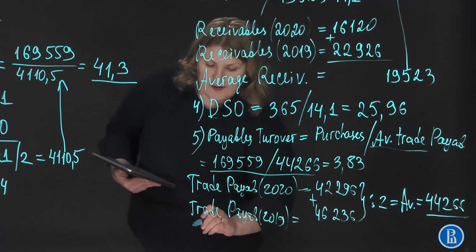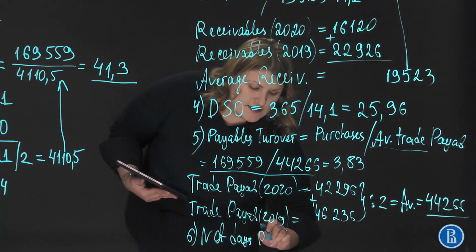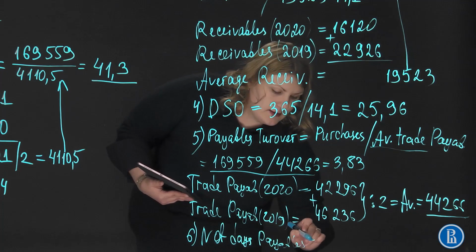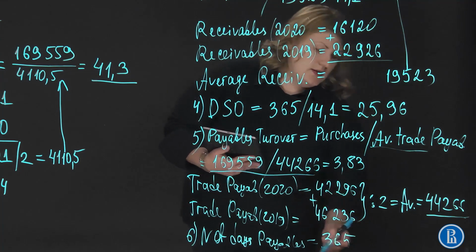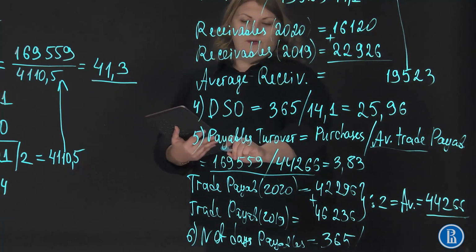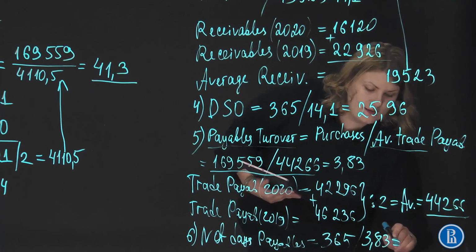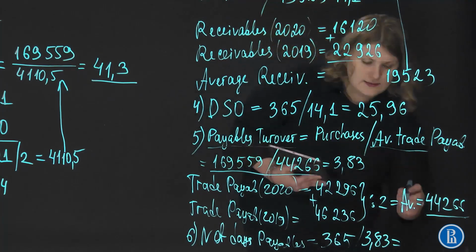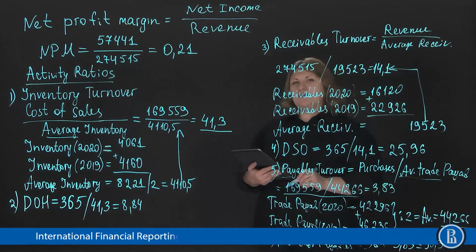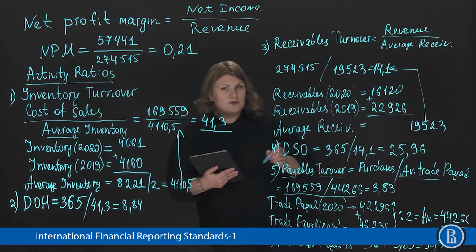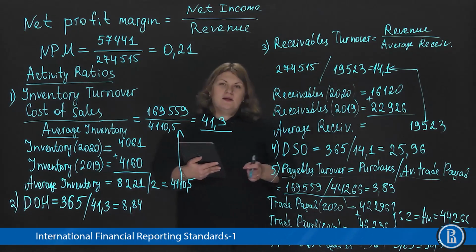Now, number of days payables can be easily found by dividing the number of days in the year, in the period, over our found payables turnover, which is 3.83. And we get here 95.3 days for payables, which represents the number of days, average days, for which company pays its liabilities.